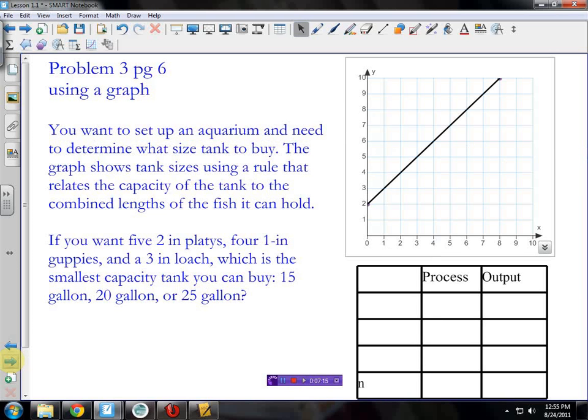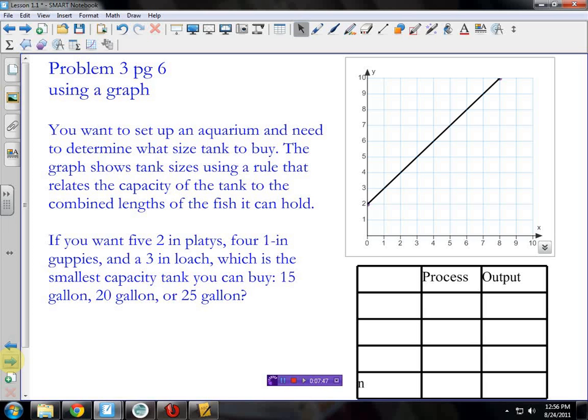All right, here, I have problem 3. And it's talking about aquariums with fish inside. Now, if you have an aquarium, you know that you can't just stick as many fish as will fit in there, because they have to swim around and live. So they usually come up with some type of graph or rule saying how many fish you can have in there, or how many gallons you need per fish.